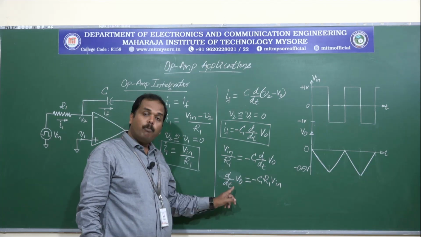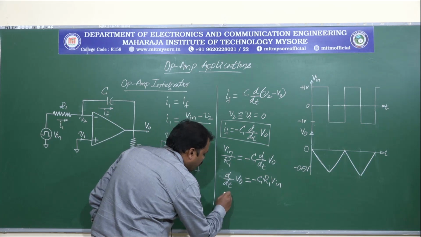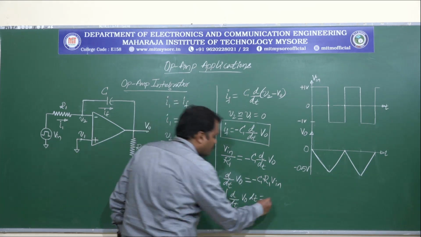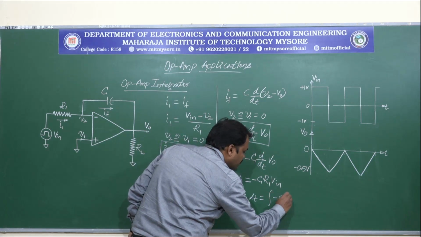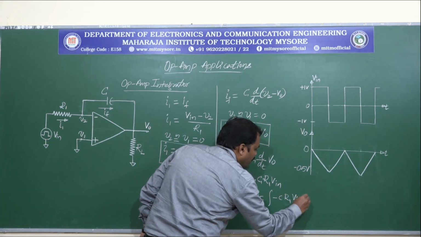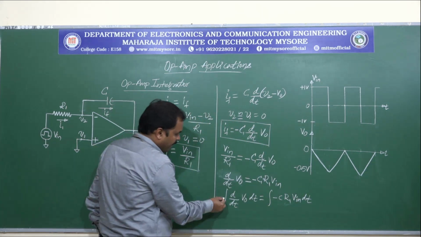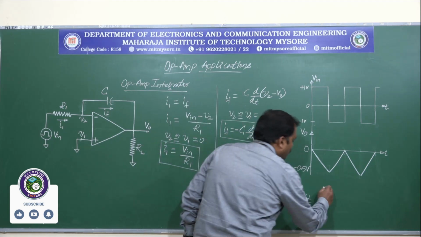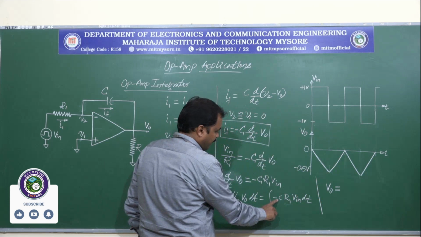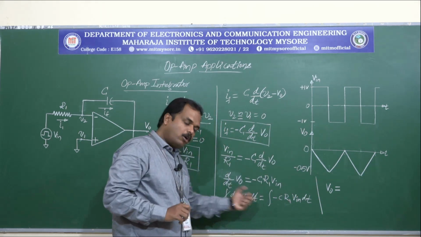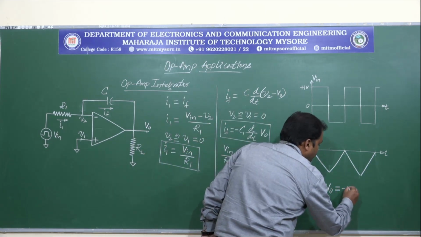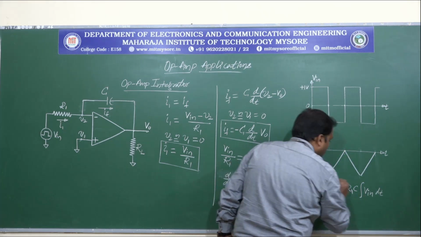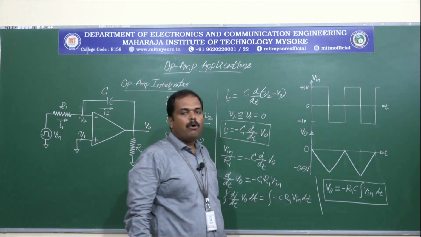Now what we have is d by dt of V0, and what we need is V0. So we'll integrate both sides with respect to time. So integration of d by dt V0 with respect to time is equal to integration of minus 1 by C R1 into Vin with respect to time, right? Now here we have the integration and the differentiation, so these cancel and we are left with V0. V0 is given by, C and R1 being constant values, with the negative sign, we'll keep these out of the integration. So minus 1 by R1 C integration of Vin with respect to time.